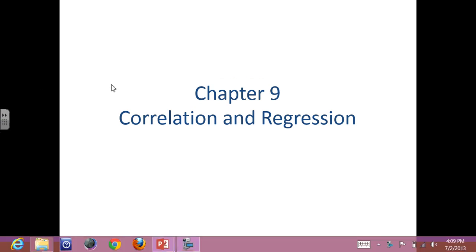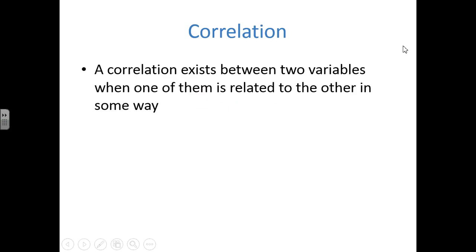Okay, so now we're going to be doing chapter 9, where we'll be discussing correlation and regression. Correlation exists between two variables when one of them is related to the other one in some way. For example, the number of hours studied for an exam may be related to the grade on the exam. So there might be a correlation there. So we would investigate whether there's a correlation between number of hours studied and your grade.